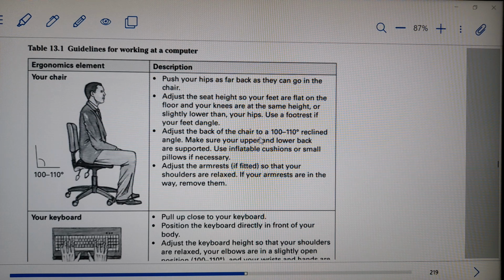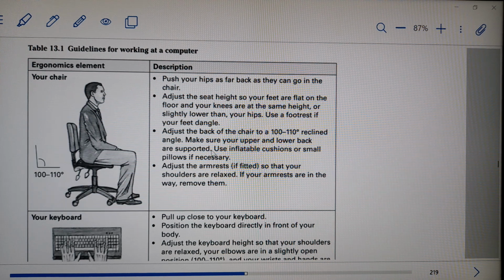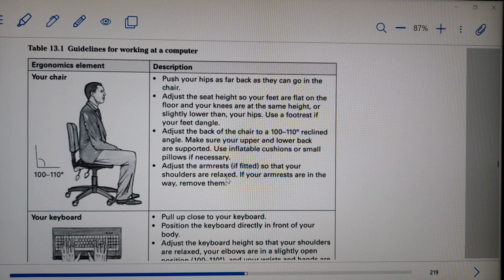Adjust the back of the chair to a 100 to 110 degree reclined angle. Make sure your upper and lower back are supported. Use inflatable cushions or small pillows if necessary. Adjust the armrest if fitted. This one doesn't have the armrest, so that your shoulders are relaxed. If your armrests are in the way, remove them.